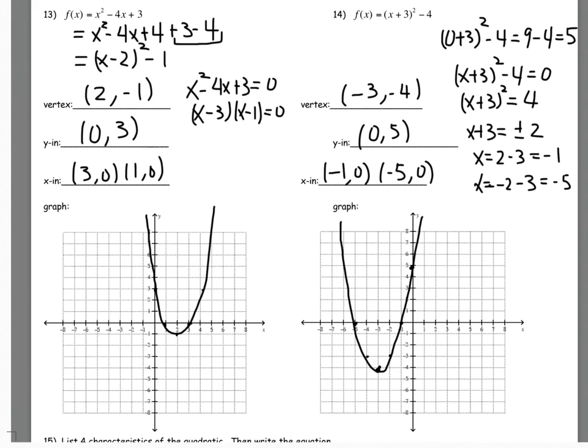Question number 13. You are asked to graph the quadratic function f of x equals x squared minus 4x plus 3. So first thing I would like to rewrite this into vertex form. Whenever it comes to vertex form, remember in our lesson I said vertex form is the same as completing the square concept. So how do I complete the square? Again, I'm just looking for the quadratic and the linear term. Quadratic is x squared minus 4x.